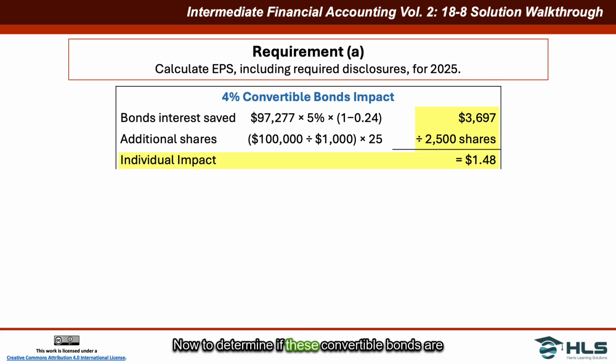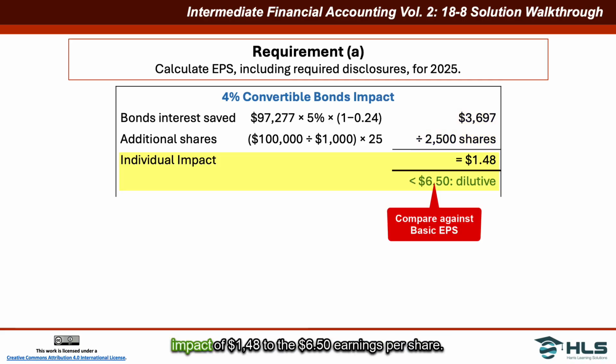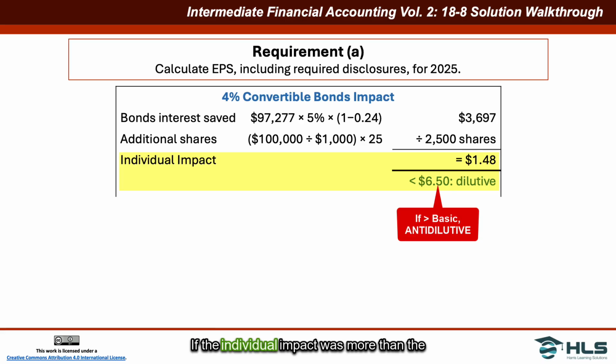Now, to determine if these convertible bonds are dilutive or anti-dilutive, we compare the individual impact of $1.48 to the $6.50 basic earnings per share. Since $1.48 is less than $6.50, the convertible bonds are dilutive. If the individual impact was more than the $6.50 basic EPS, then the bonds would be considered anti-dilutive and we would ignore them from this point forward.